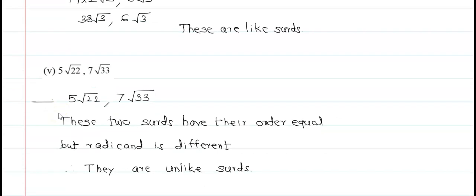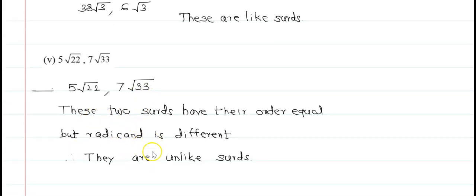Now the next problem is 5 root of 22 and 7 root of 33. The order is the same, but the radicand is different. If we try factorization, here is 11 into 2 and here is 11 into 3. Still, we cannot get the same radicand. Therefore, these two are unlike surds.